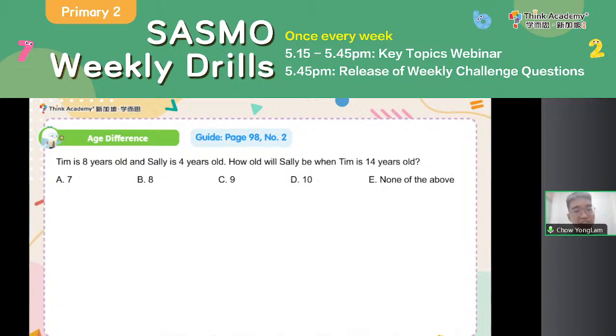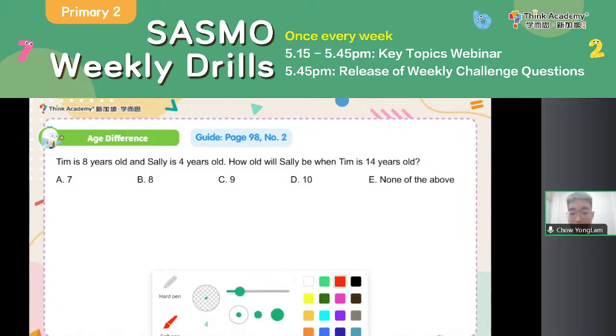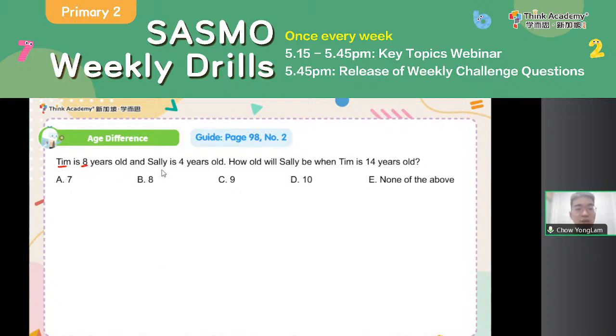Let's see how we can use that to solve some problems, all right? So take a look at this question. This is in your all-in-one guide. This is our basic question number 2 in page 98. All right, so the question says Tim is 8 years old and Sally is 4 years old. How old will Sally be when Tim is 14 years old?